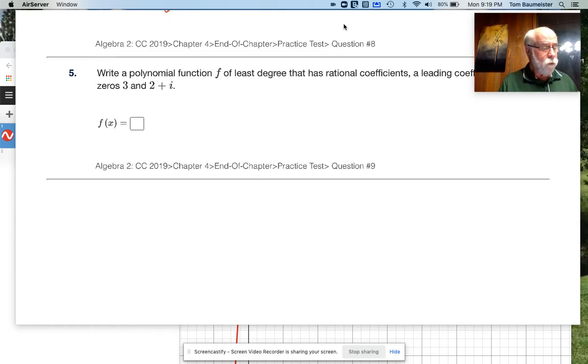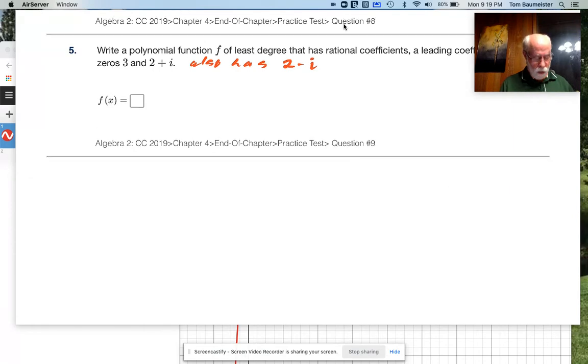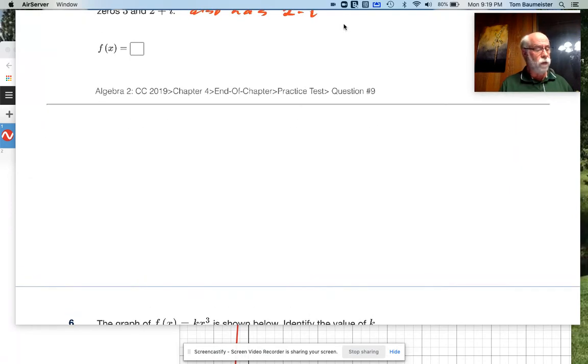Number 5, write a polynomial function of least degree that has rational coefficients and a leading coefficient of 1 and the zeros 3 and 2i. So remember, if it has the zeros 3 and 2i, it also has the conjugate of 2 plus i, which is 2 minus i. I'm going to go down here and do it for you.